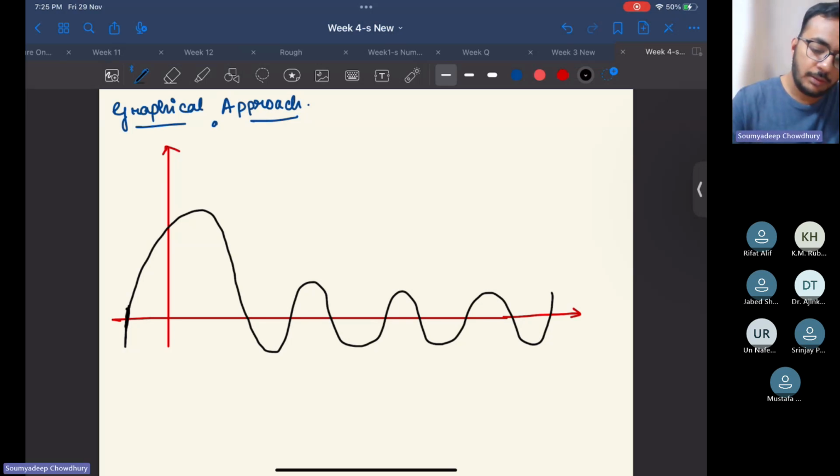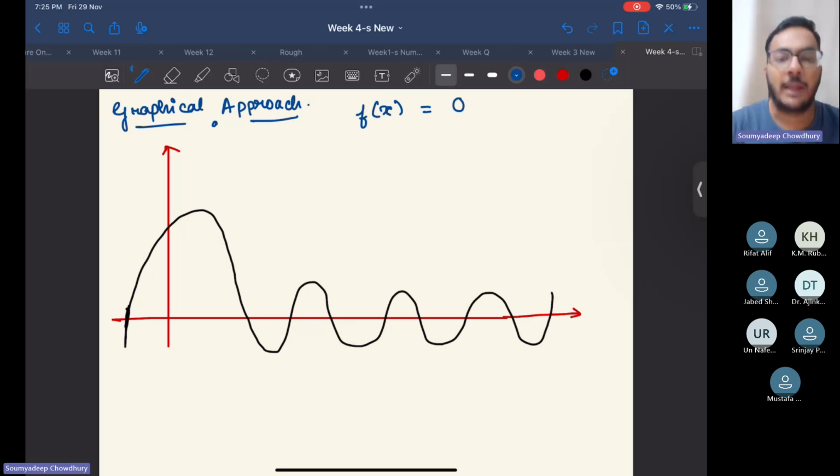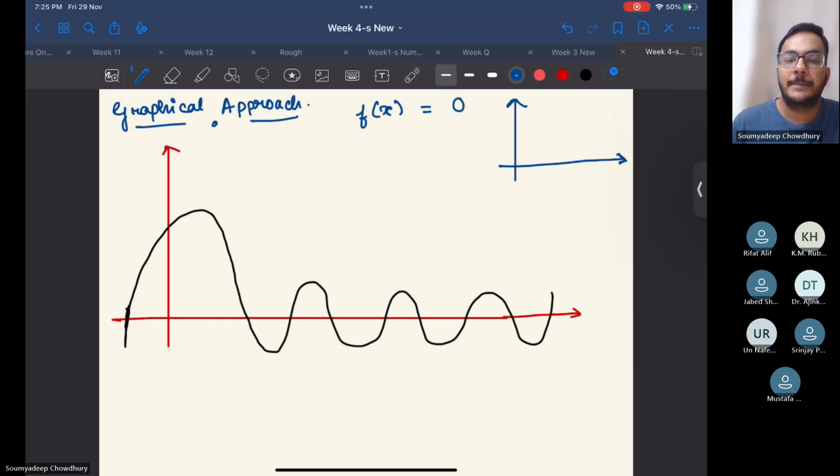Okay, so before that, I need to tell you something. Suppose the equation is f(x) equals 0, right? So what does this mean actually? f(x) equals 0 means you need the values of x for which the function is 0. Now in our normal xy axis, if we plot it here, which is the x equals 0 line? Can you show me here or plot it? What is the x equals 0 line?